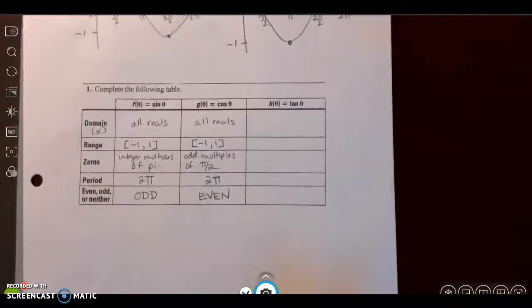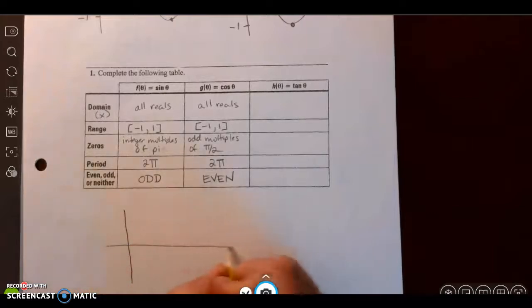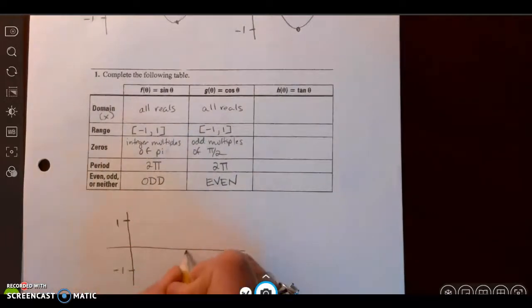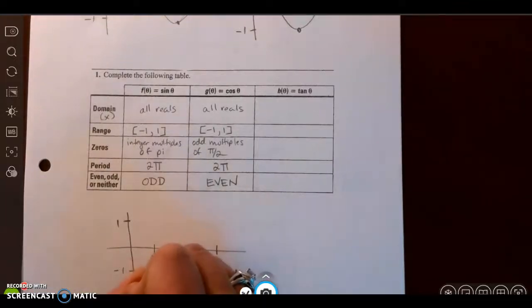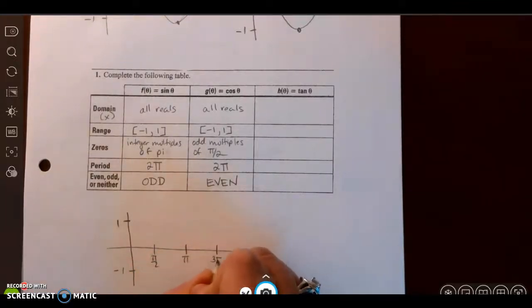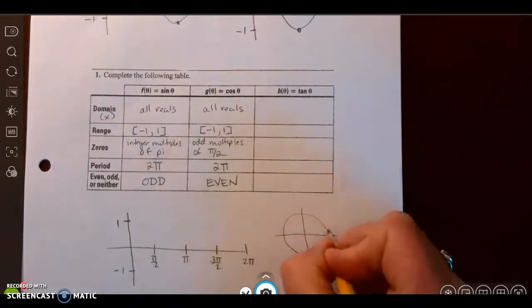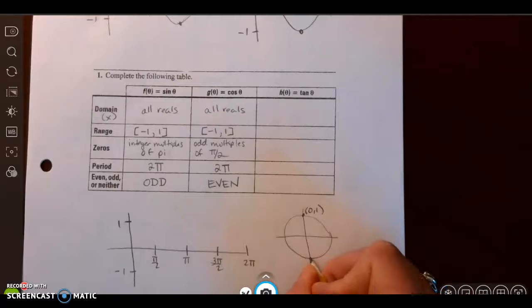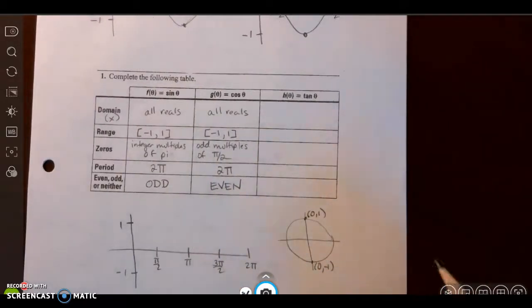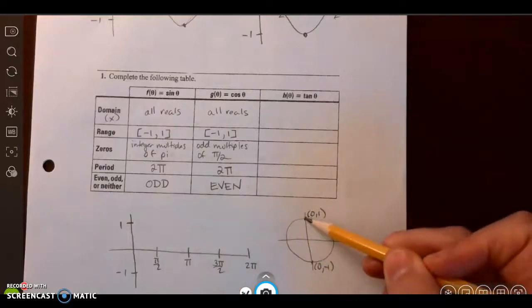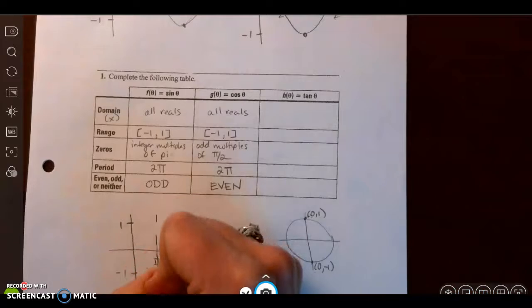And then for my tangent, I'll sketch my graph here. And again, I'll do pi over 2, pi, 3 pi over 2, and 2 pi. Now for this one, I remember that I have asymptotes, because whenever I divide by 0, and if you think about the unit circle, this ordered pair is 0, 1, this ordered pair is 0, -1. You're always going to get a tangent that's undefined because you're taking 1 divided by 0 or negative 1 divided by 0, at the top and bottom of the unit circle, which are all my pi over 2's. So that's where my asymptotes are going to be.